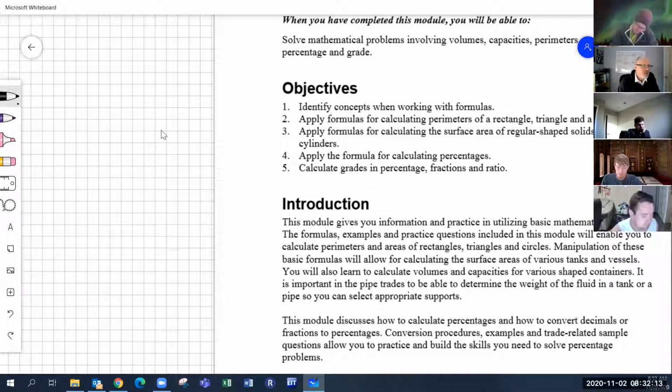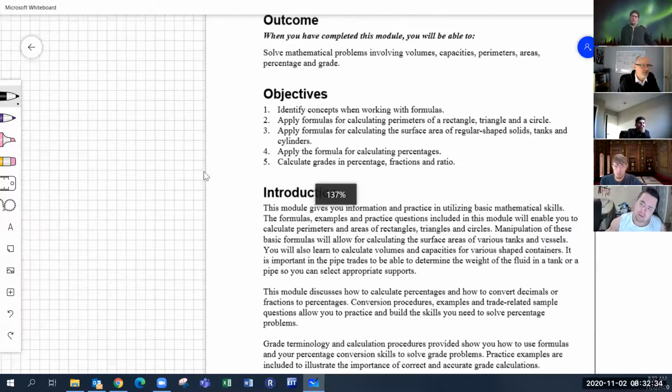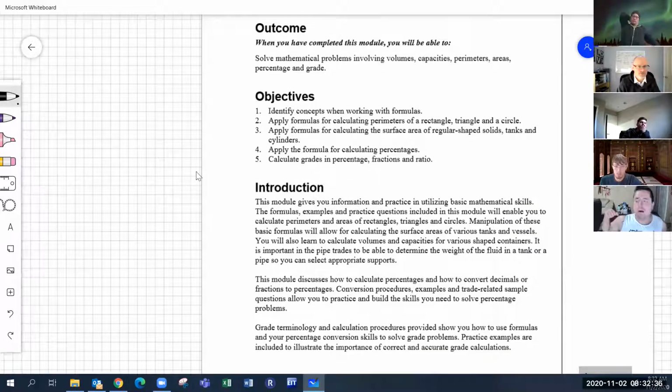Now, objective number 4 and number 5, I want to cover on Wednesday. So I want to get through the first 3 today, and then you will have an assignment. And then this Wednesday, we're going to cover the other 2 objectives. Any questions so far? Good?